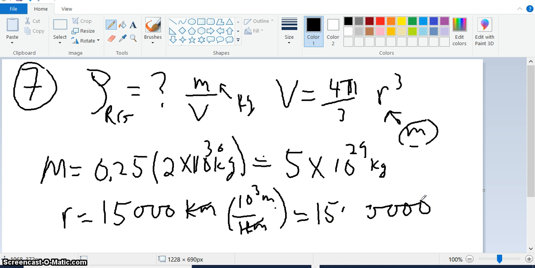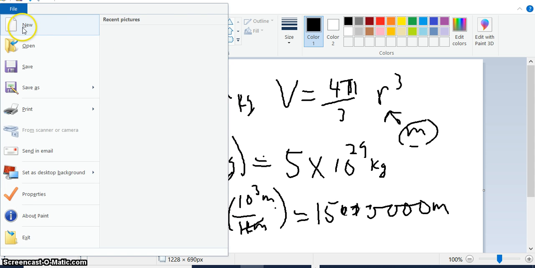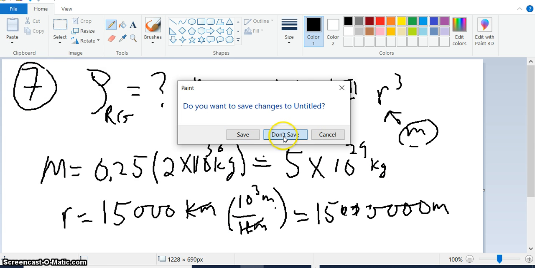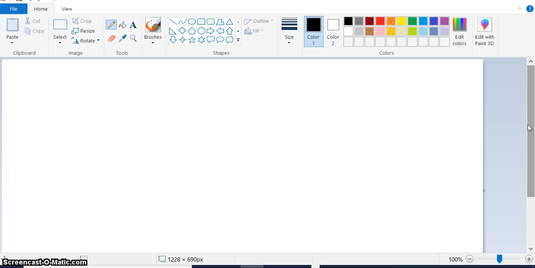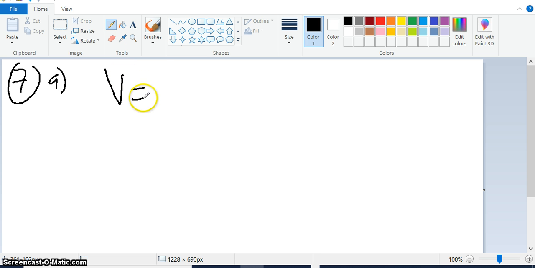And that would be meters, so like 15 million meters. Now with that 15 million meters, we have to calculate the volume. Remember, this is problem number 7, really 7A.